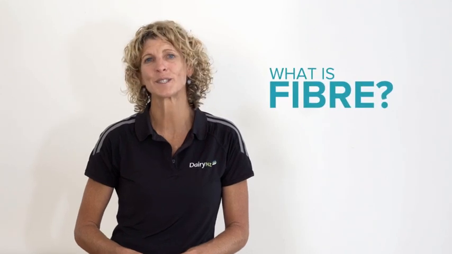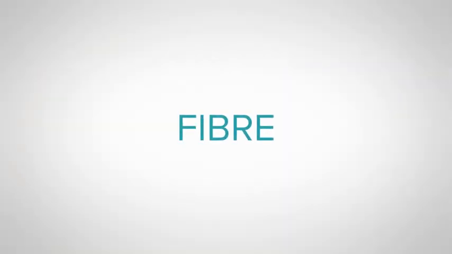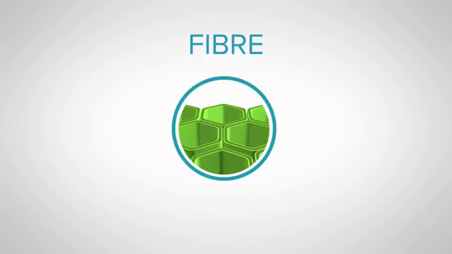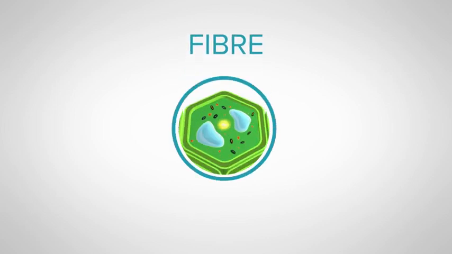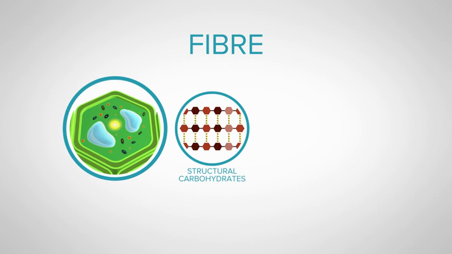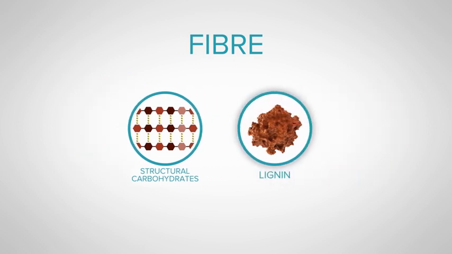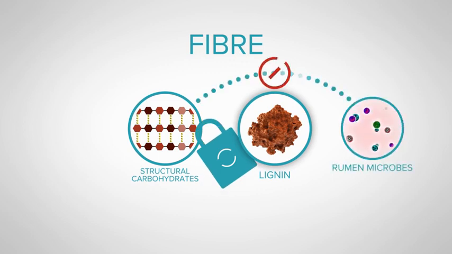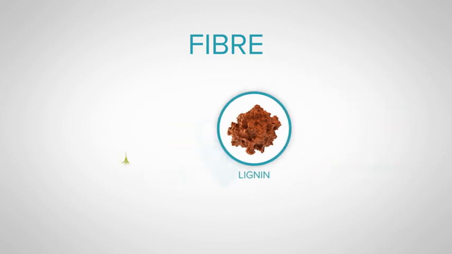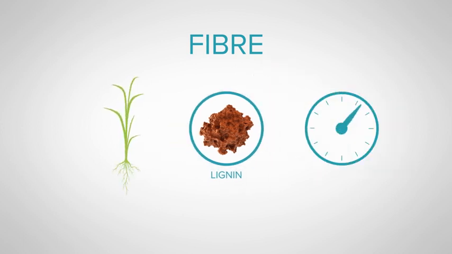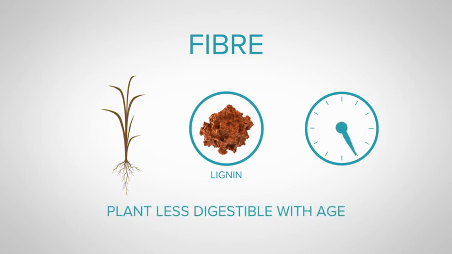So, what is fibre? Fibre is the term that describes what is in the cell wall of the plant, or what gives a plant its structure. It is made up of the two structural carbohydrates, cellulose and hemicellulose, and the indigestible compound lignin. Now, lignin is not a carbohydrate, but it can bind to the structural carbohydrates, making them less accessible to rumen enzymes, therefore less digestible. The lignin content of a plant increases with age, therefore the plant becomes less digestible as it matures.